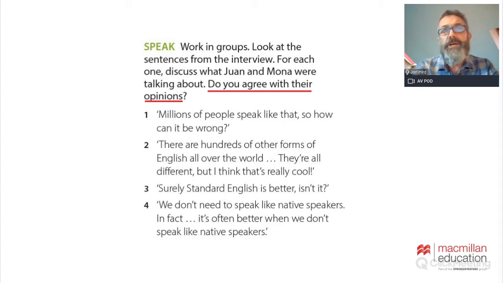Sorry, that's a bit slow. Do you agree with their opinions? This is higher order thinking possibly. You're asking not to just give your opinion, but do you agree with other people? So there's a bit more depth to the opinion giving. The topic here, of course, is English as a lingua franca. Four statements that we heard in a previous listening exercise, and then we're asking the students to engage with that. Do you agree or disagree with that? A very interesting topic, a very current topic in the world of ELT.